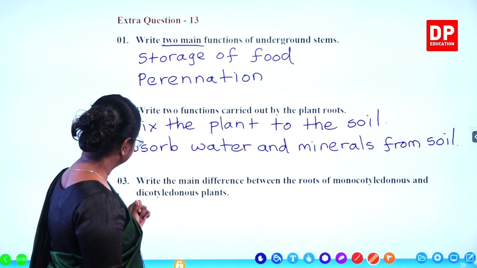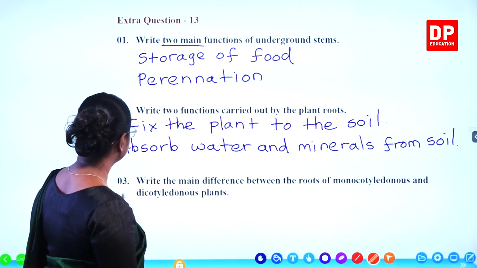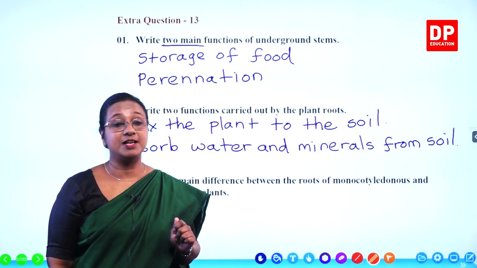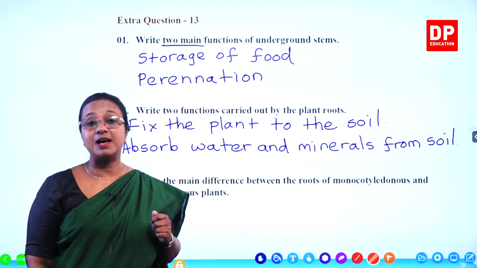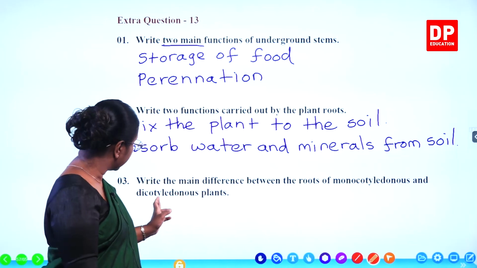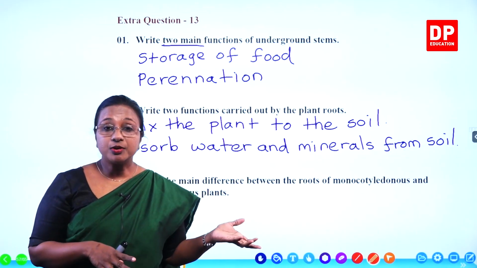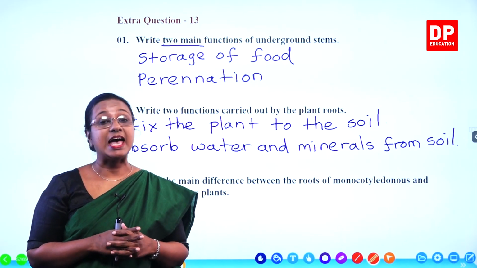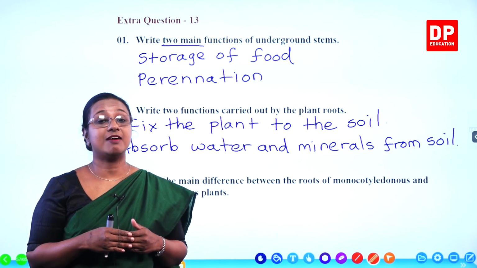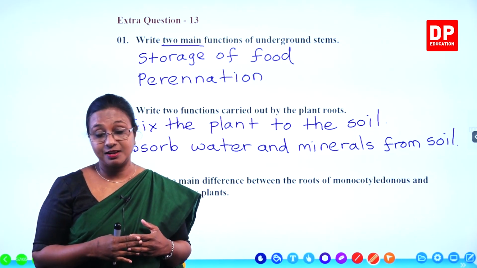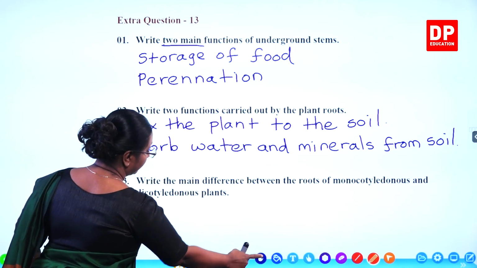Then the next one. Write the main difference between the roots of monocotyledonous and dicotyledonous plants. You all know examples of monocotyledonous plants, coconut, and dicotyledonous plants or dicots, mango tree. So monocotyledonous plants have fibrous roots and the dicotyledonous plants have taproot with lateral roots. You all have learned that before. So that is what you have to write here.